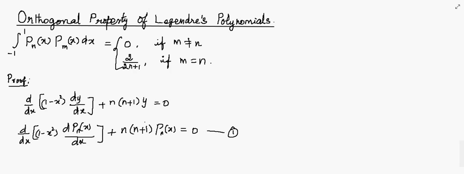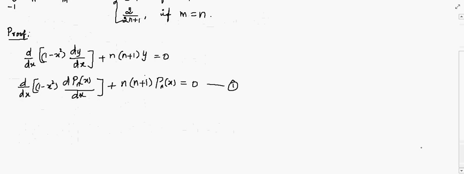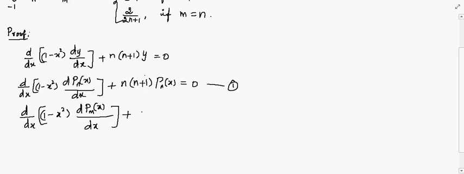Now, Pm(x) also satisfies this equation. Hence, d/dx of (1 - x²) dPm(x)/dx plus m(m+1)Pm(x) equal to 0. This is equation number 2.